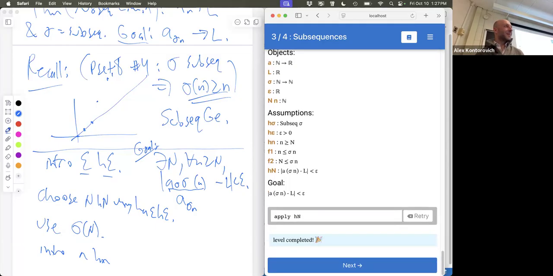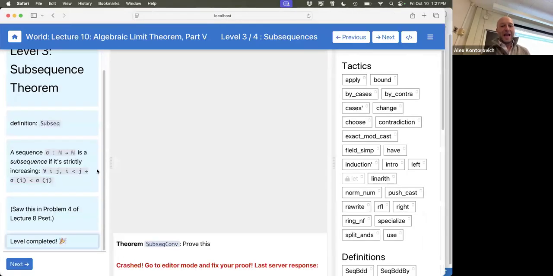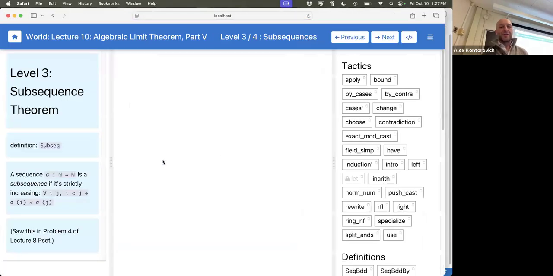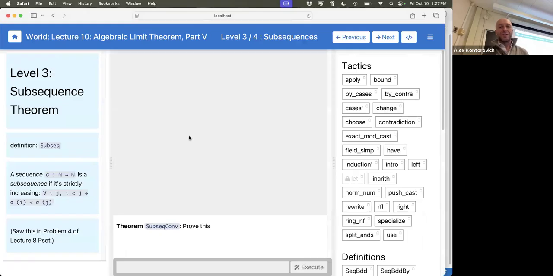Cool. So if you have a sequence, then any subsequence of that sequence converges. That's all I have to do. I just have to reload. Any subsequence converges.